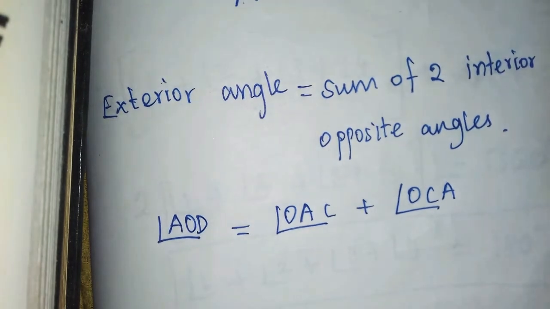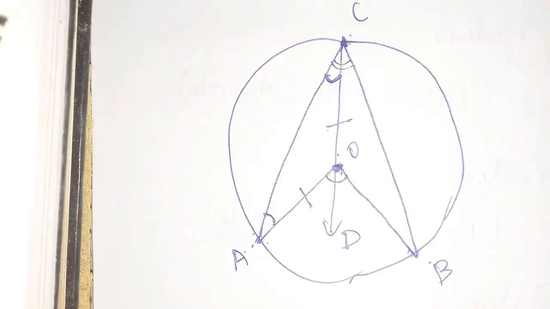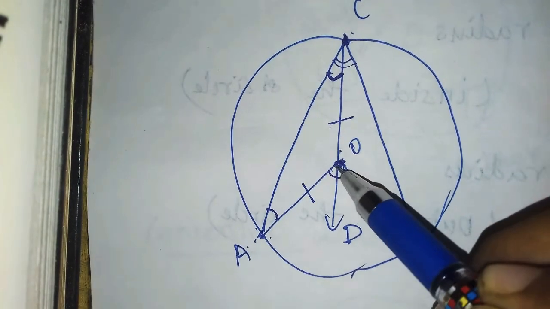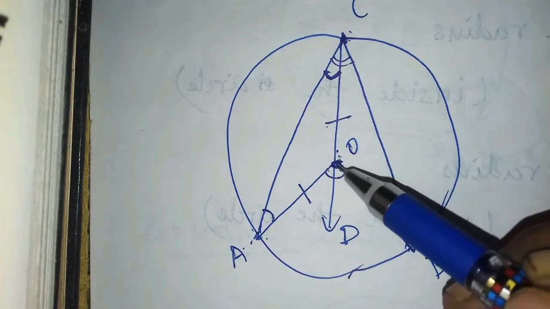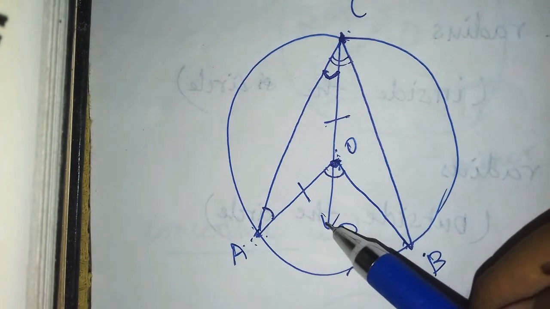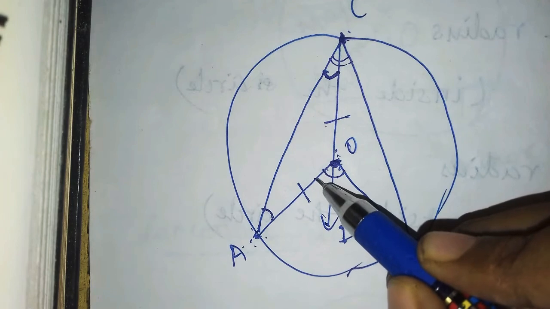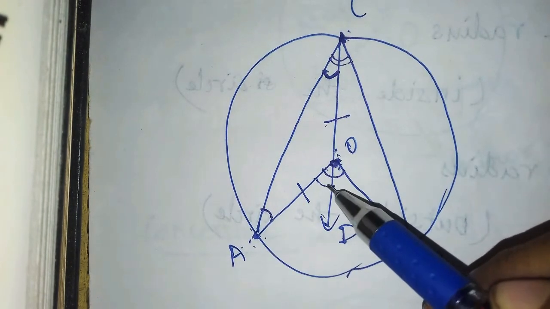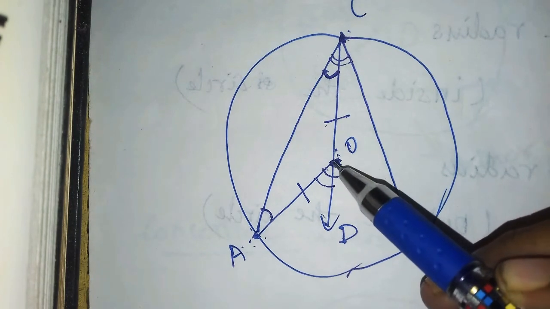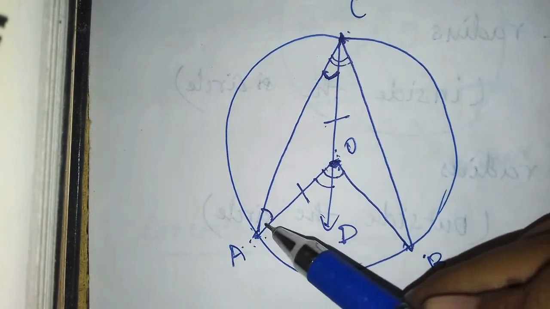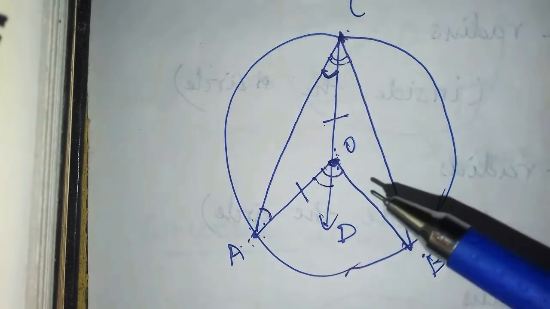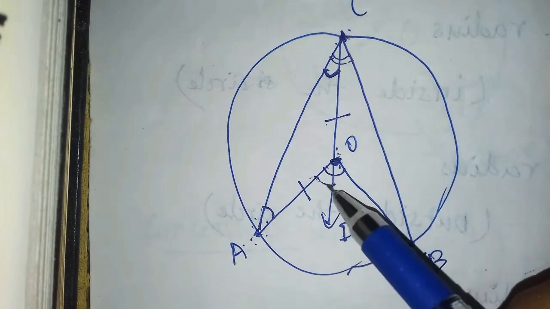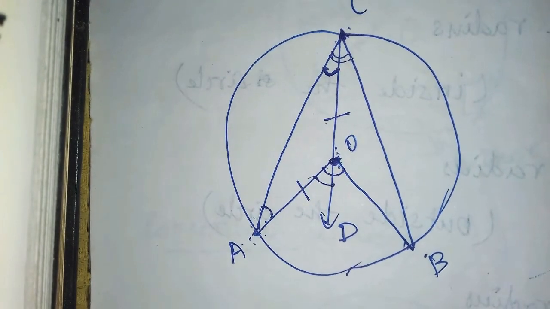Now let's see this in the diagram. What have we seen now? Angle AOD. This angle is the exterior angle. Am I right? Sum of two interior opposite angles means these two, this is the nearer angle. So interior opposite angles means these two angles are opposite to this exterior angle. Am I right? So if you add both the angles, you will get this exterior angle. That only we have written now.